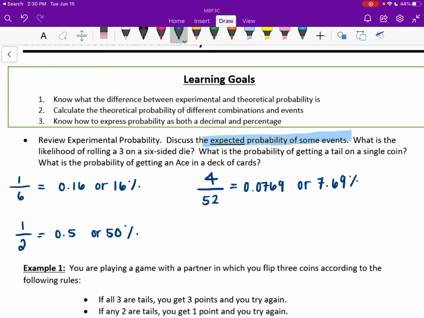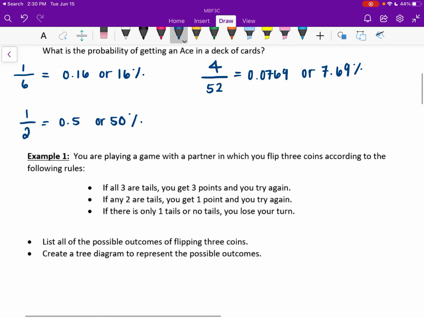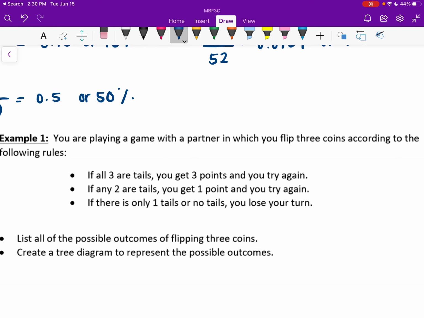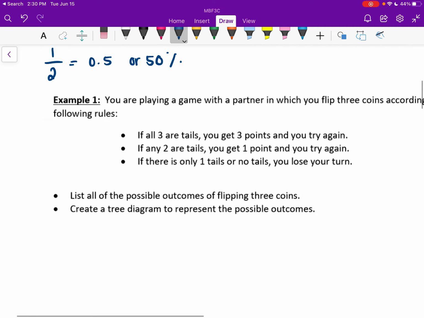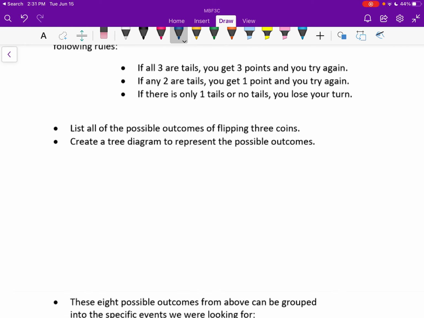So a great example of this is example 1: you're playing a game with your friends and you flip 3 coins according to the following rules. The first rule is that if you get all 3 tails, you'll get 3 points and you get to try again. If you get 2 tails, you get 1 point and you get to try again. If you only have 1 tail or no tails, you'll lose your turn, no points, right? So let's go ahead and list all the possible outcomes we can get from flipping these 3 coins.